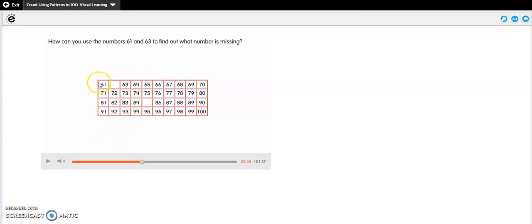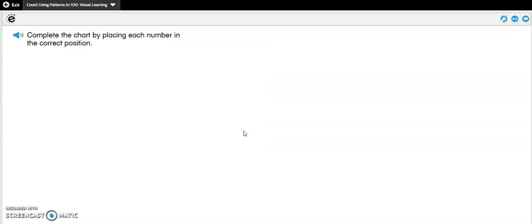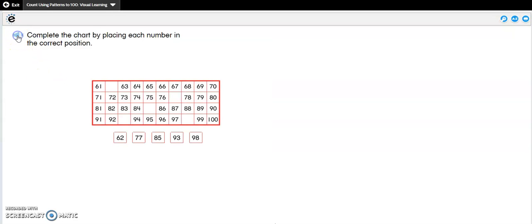All right, so here we have part of a 100 chart. It starts at 61 and it ends at 100, but there are a couple numbers that are missing. How can we find out what numbers are missing? Let's try it. Complete the chart by placing each number in the correct position. Okay, so we have 1, 2, 3, 4, 5 empty spaces. So let's start at the first space that's empty.